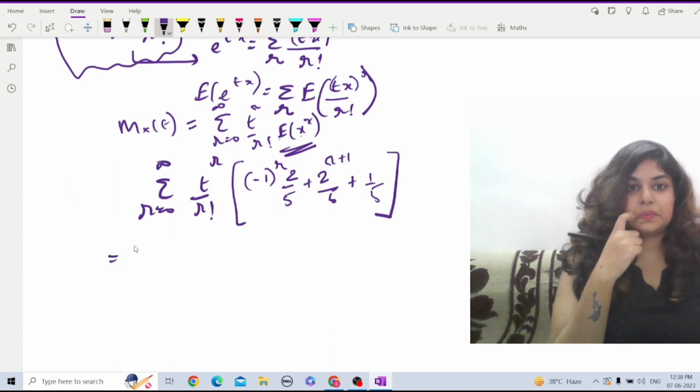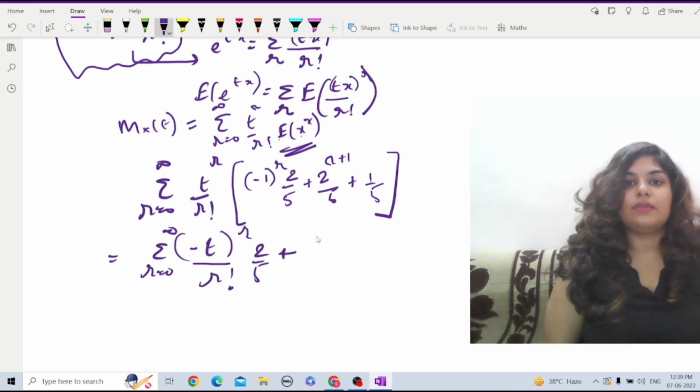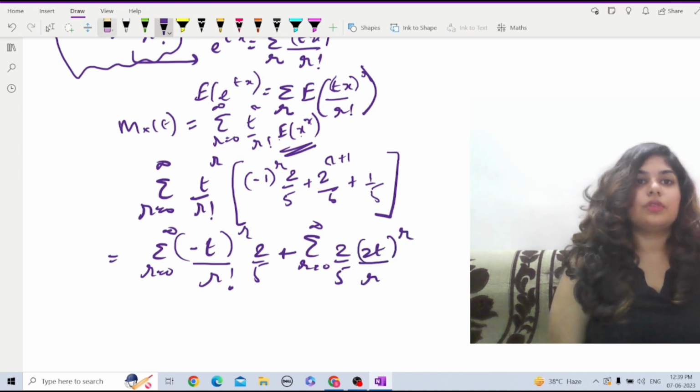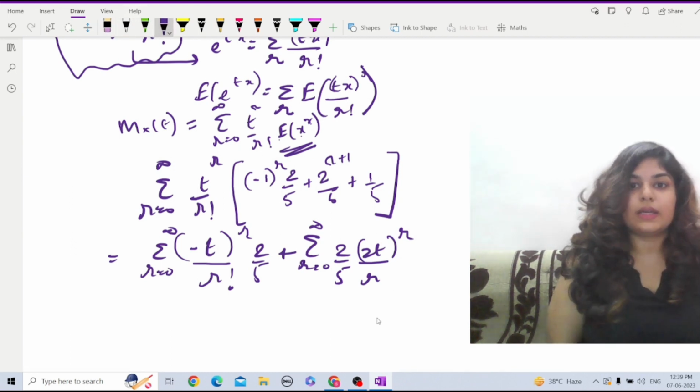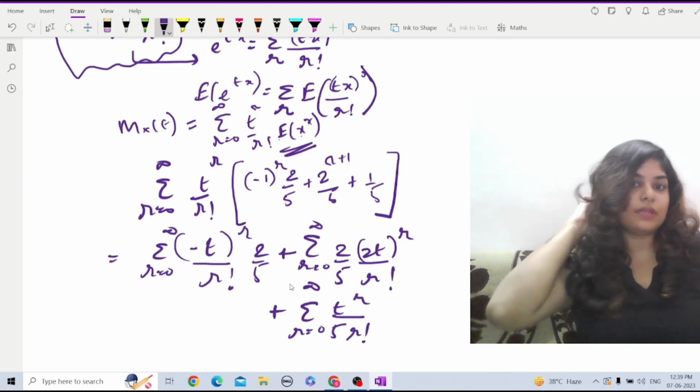Now let us multiply. That is the summation over r from 0 to infinity of (-t) to the power r by r factorial into 2/5, plus, again we can take the summation over r from 0 to infinity, taking 2/5 outside, we have 2 to the power r and t to the power r, so (2t) to the power r by r factorial, plus again the summation over r from 0 to infinity of t to the power r by 5 r factorial. So this is the expansion that we have got.